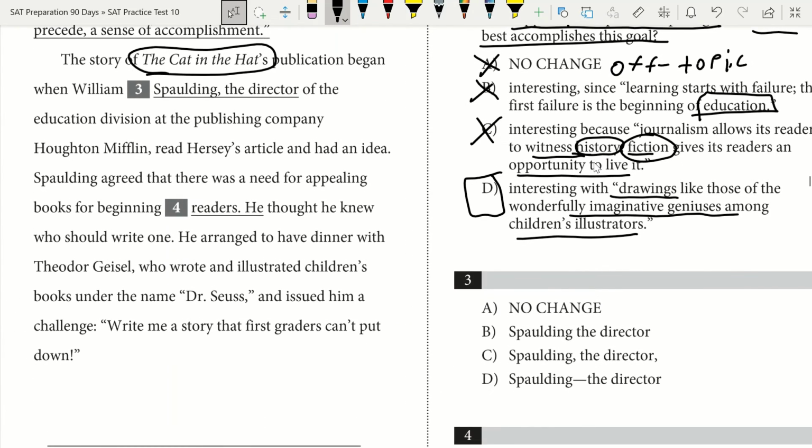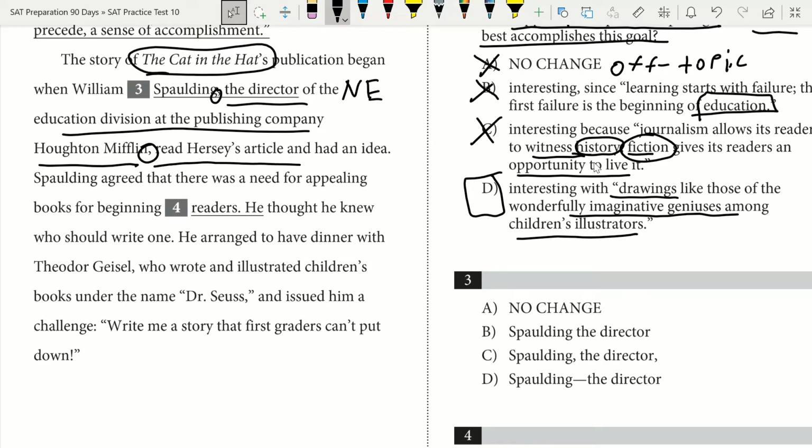All right, so the story of The Cat in the Hat's publication began when William Spalding, and then I see I have a comma here, the director of the education division at the publishing company Houghton Mifflin, and then I have a comma here. What that's telling me is that this is going to be a non-essential phrase or clause. And here's how I know it's non-essential: because I can take it out and the sentence still makes sense, right? So I have: the story of The Cat in the Hat's publication began when William Spalding read Hersey's article and had an idea. If I take off all the information between those two commas, the sentence still makes sense, therefore I know it's not essential.